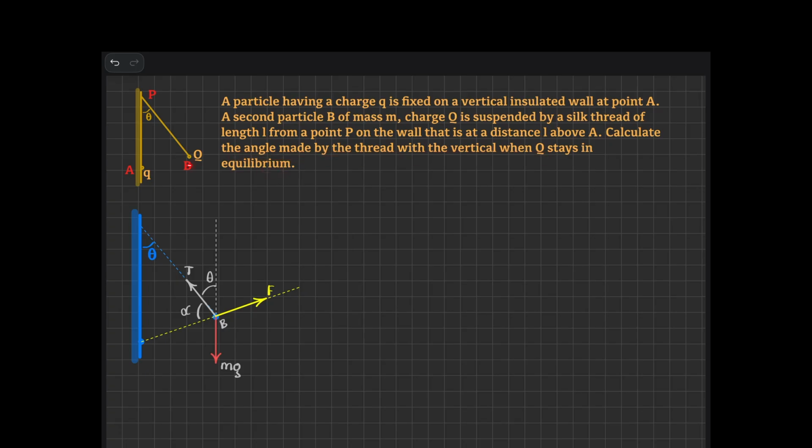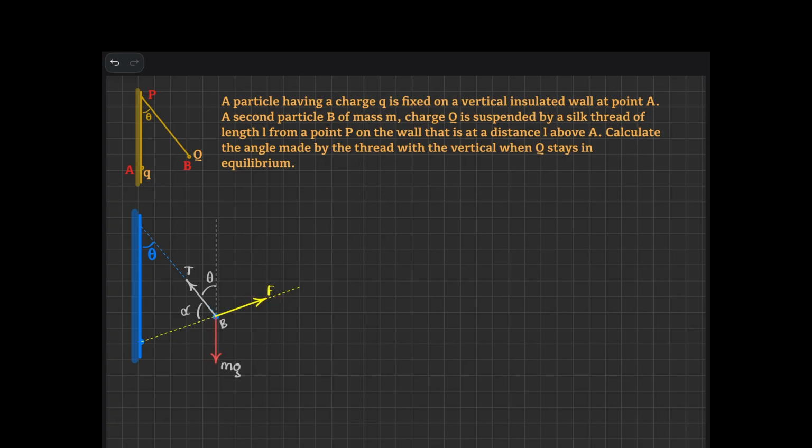So we release Q in equilibrium condition. So we have to find this angle theta right here. I have drawn the diagram here to solve the problem, and I have drawn the free body diagram of the charge Q. Let's say this is the charge Q at point B. It will experience a tension along the string but away from Q. This is the tension here. There will be electrostatic force of repulsion. This is that electrostatic force here, and mg.